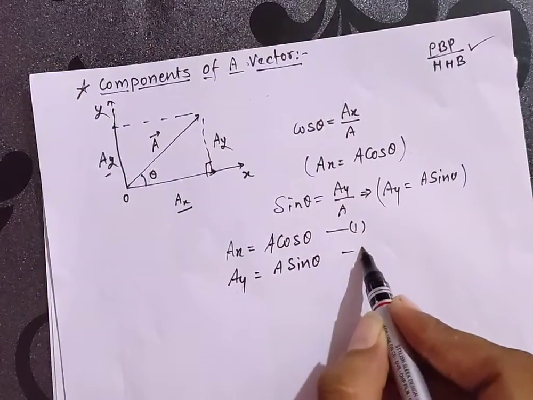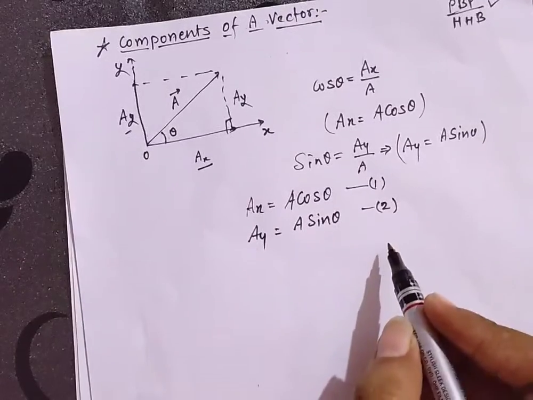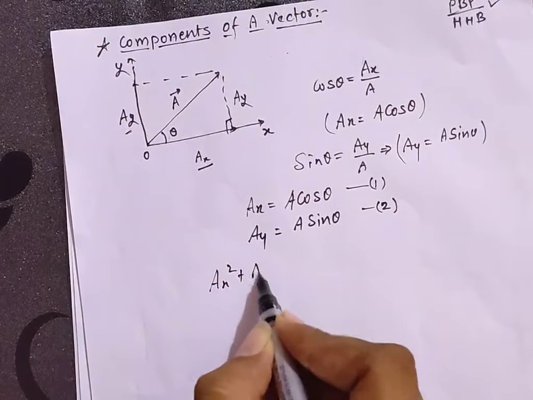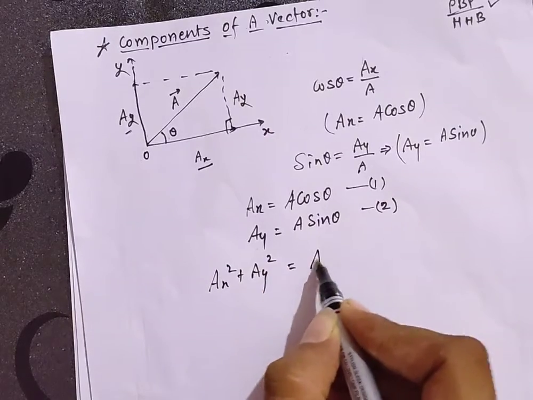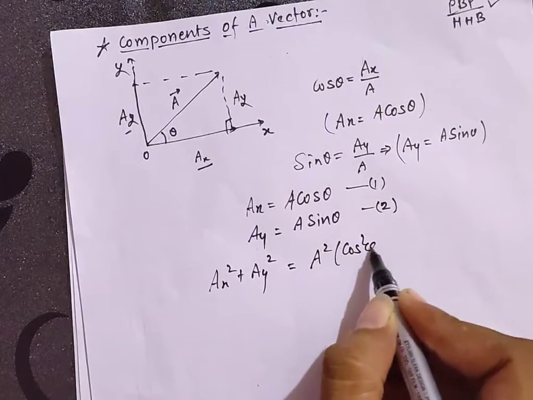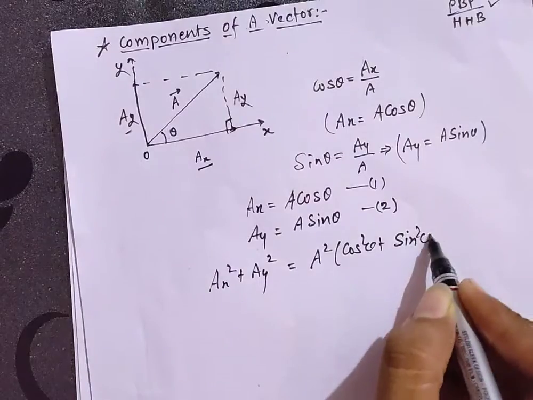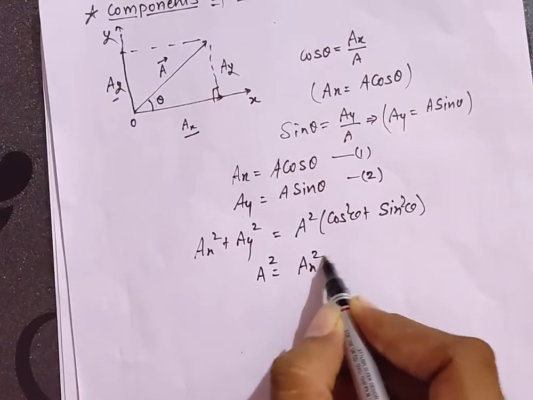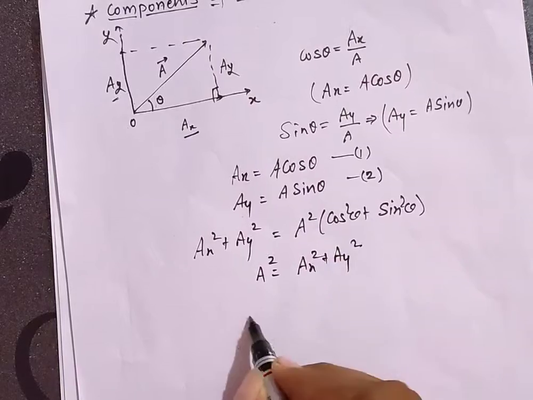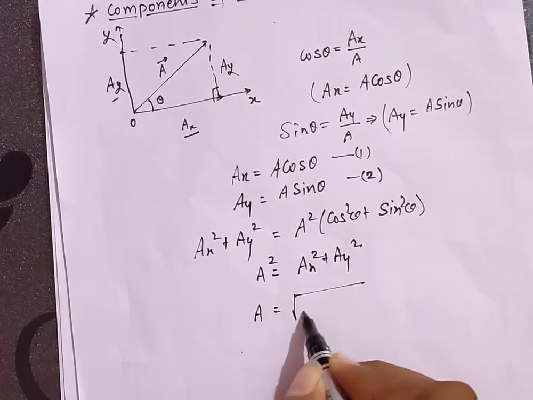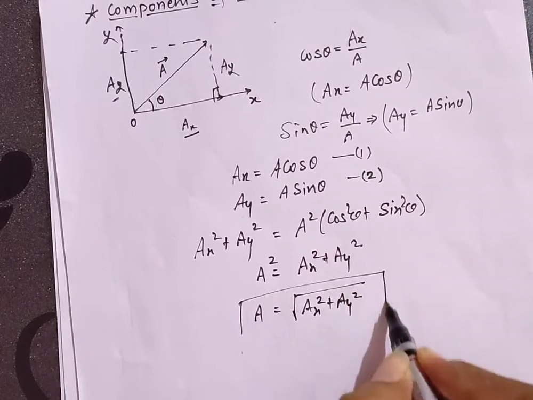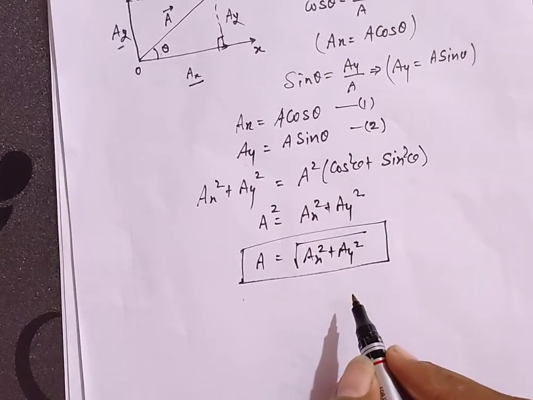Now, squaring equation 1 and equation 2 and adding them, we get Ax square plus Ay square is equal to A square cos square theta plus sin square theta. So A square is equal to Ax square plus Ay square. So this A is equal to root of Ax square plus Ay square. This is the magnitude of this vector A in the components form.